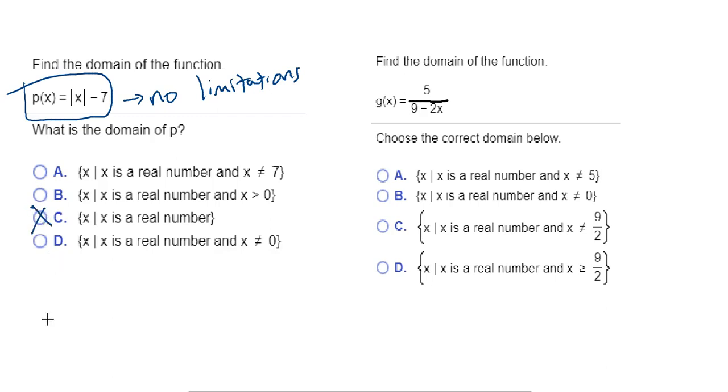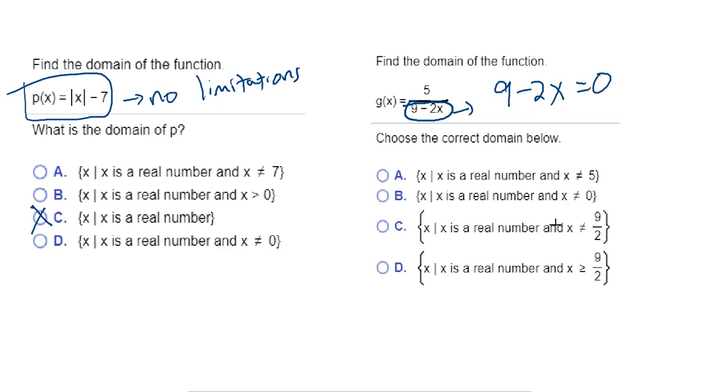So you should have picked, for the first equation, even though it's an absolute value, you can plug any number you want into the absolute value. The equation can handle it. There's no situation that we have to avoid. So any number works. This one, you have to be careful not to divide by 0. So you actually do have a limitation here. The limitation is that 9 minus 2x cannot equal 0.